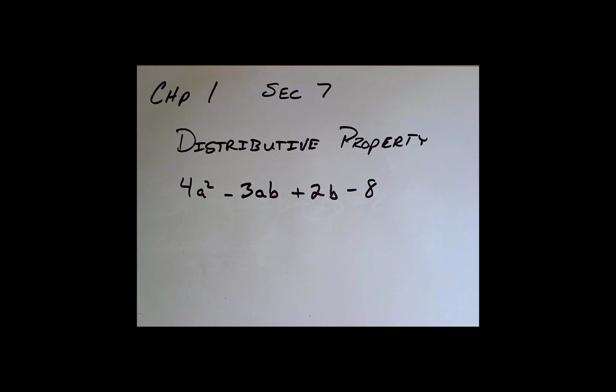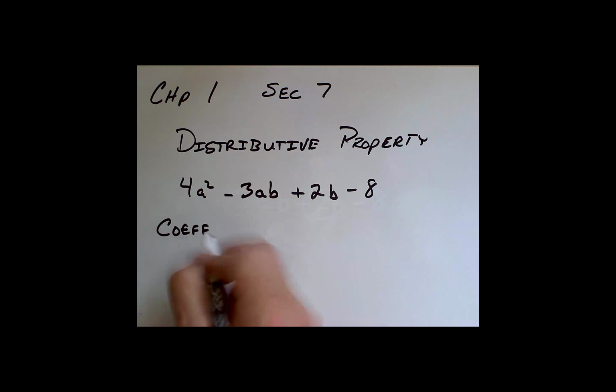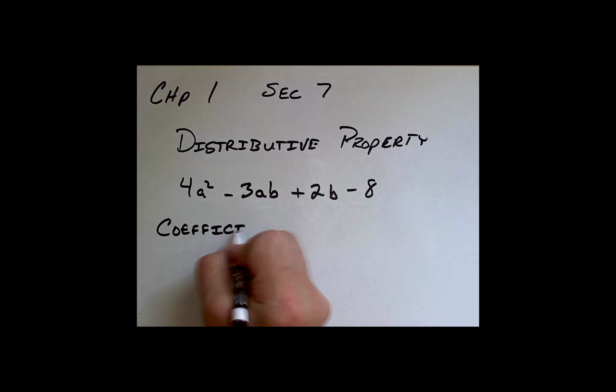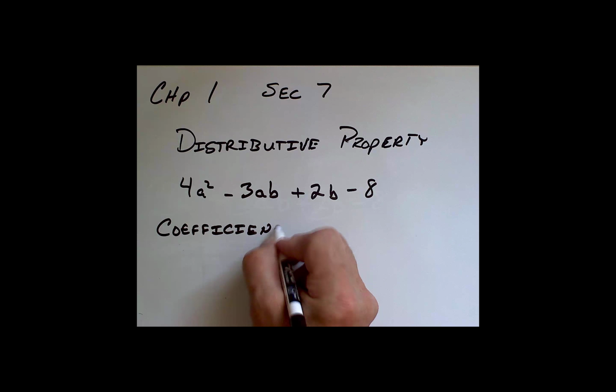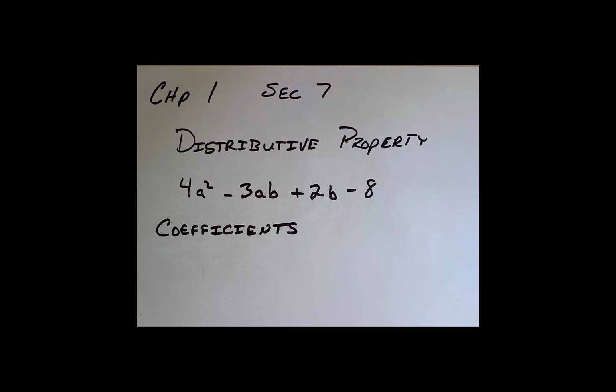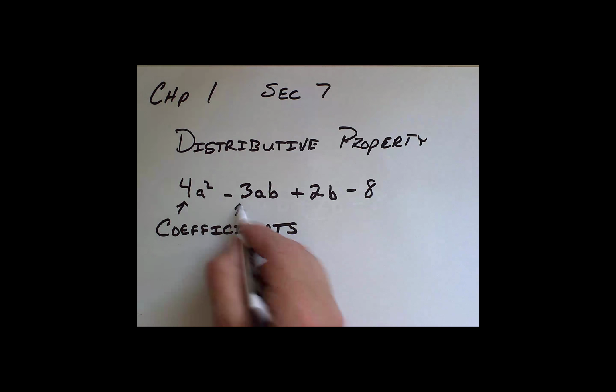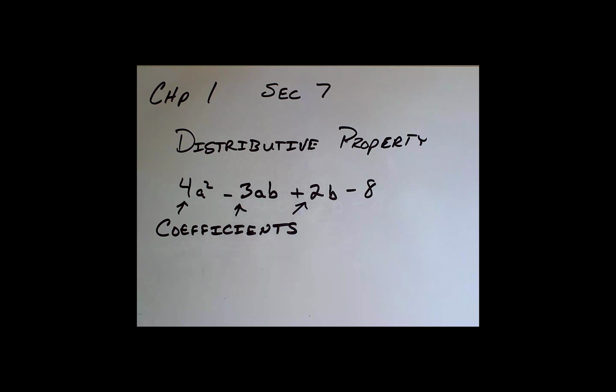First thing we want to learn is called the coefficients. Coefficients in this case are my 4, my minus 3, and my plus 2. So if I was going to write my coefficients out here, I would write 4, minus 3, and 2.